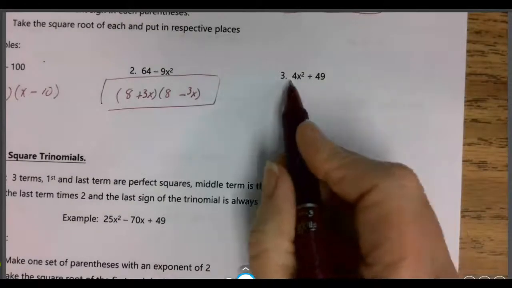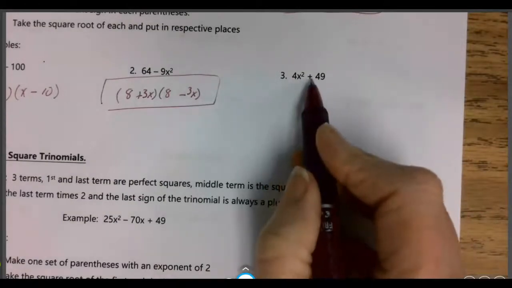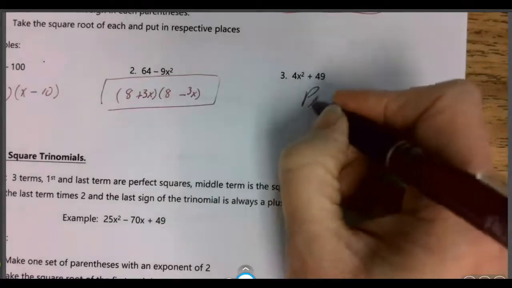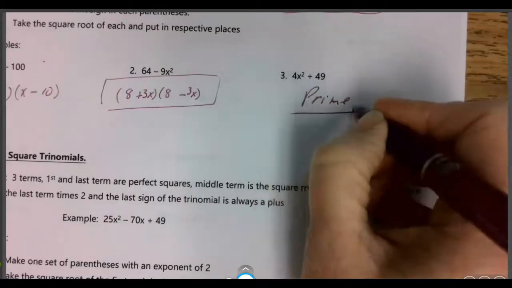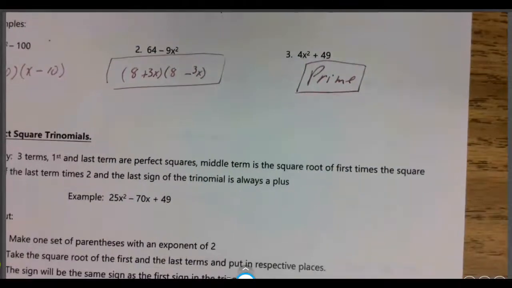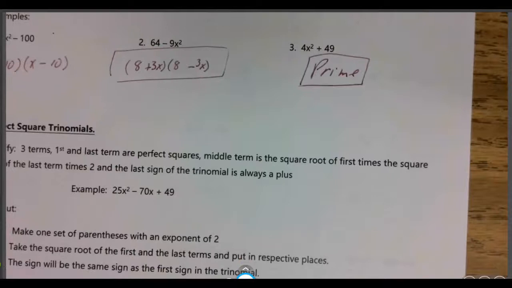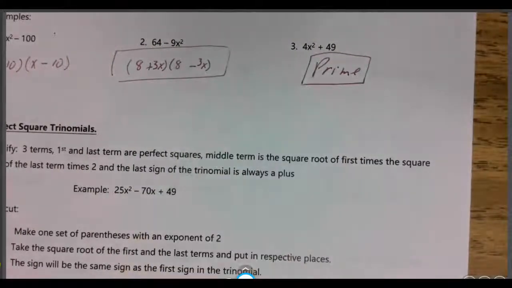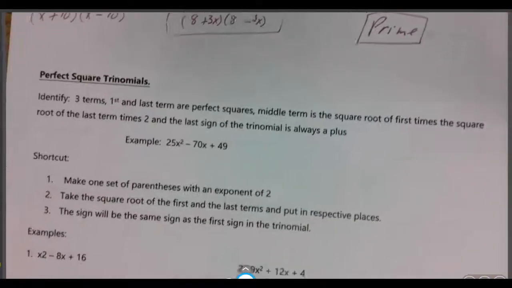Okay, here we go. Both perfect squares? Yes, they are. Whoa, I don't have a minus sign. This one is not factorable. This one is said to be prime. Okay, I cannot factor that one. 2 terms, that with a plus sign is going to be prime, unless there's a greatest common factor. You always look for the greatest common factor. We'll talk about that tomorrow.